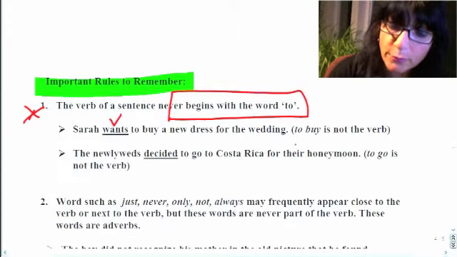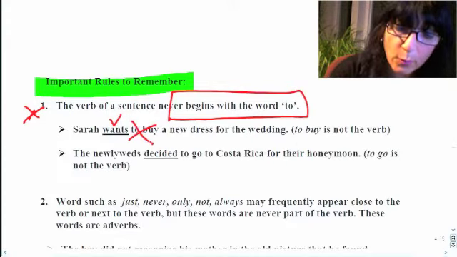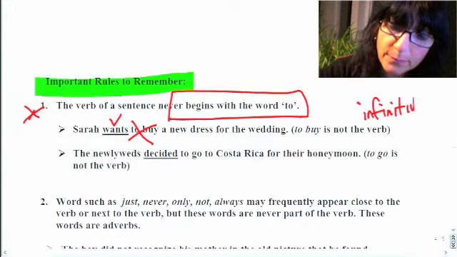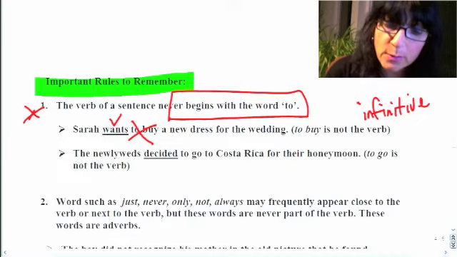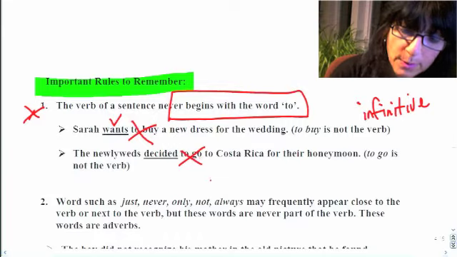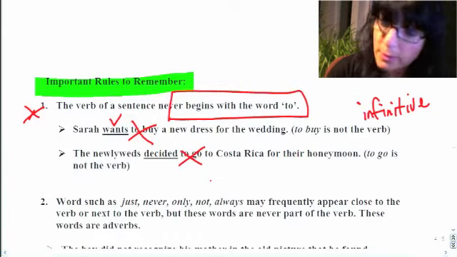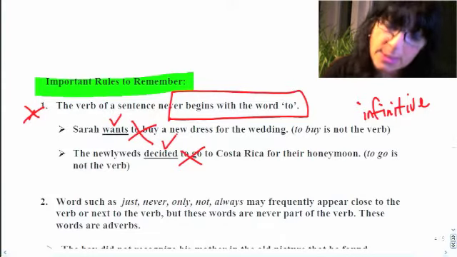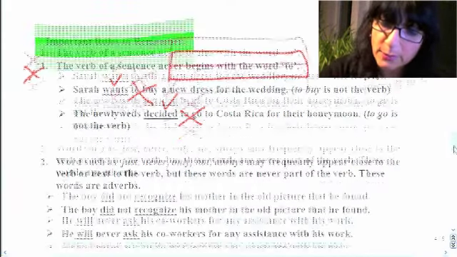So any verb that has the word to before is called an infinitive, and it's never the main verb. The next one, the newlyweds decided to go to Costa Rica for their honeymoon. To go, because of the word to, followed by a verb, never the main verb. The main verb is decided, because they decided. That's the decision that they made.